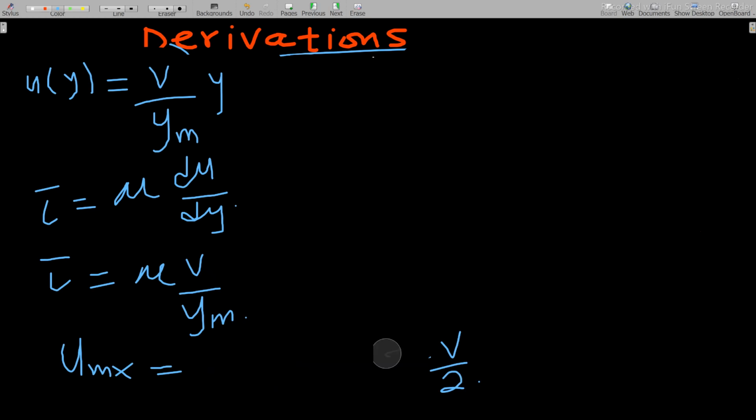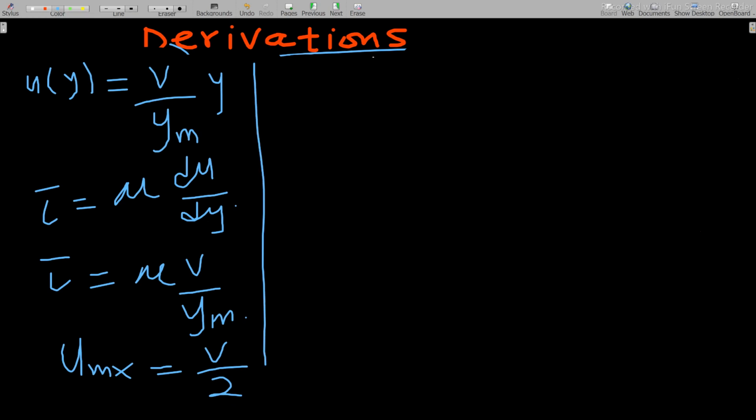So we had V over 2 for our u max, where V is the velocity at y max. Now let's go through other derivations as well. What is the discharge? We said discharge is equal to the integral of u dy, for fluid flow between two parallel plates. This is what the discharge is given by.